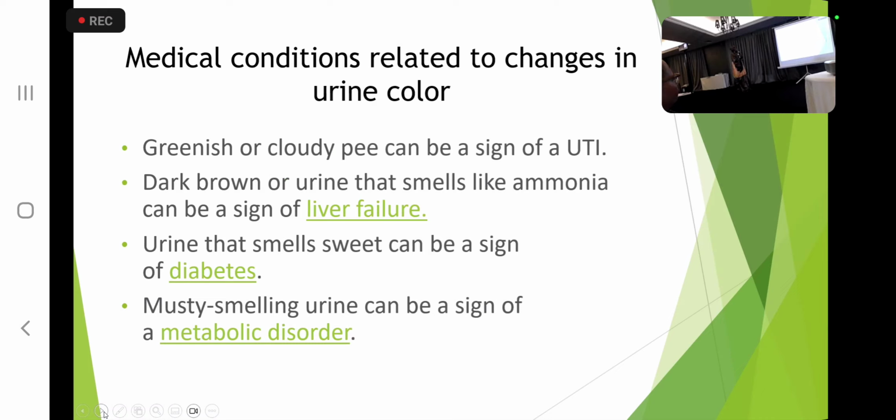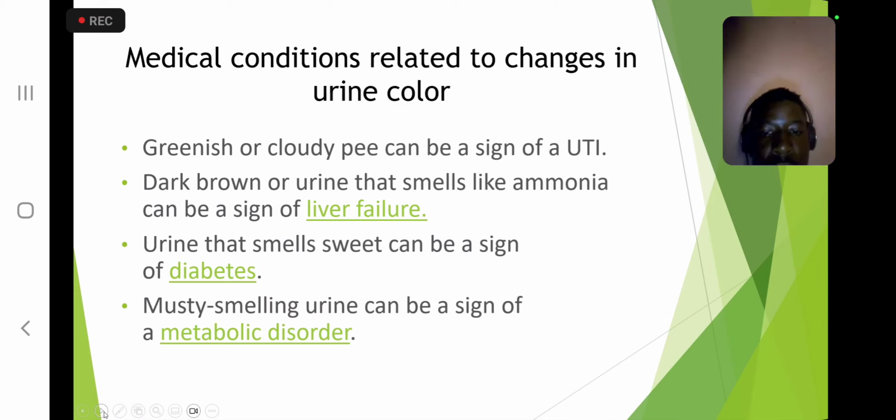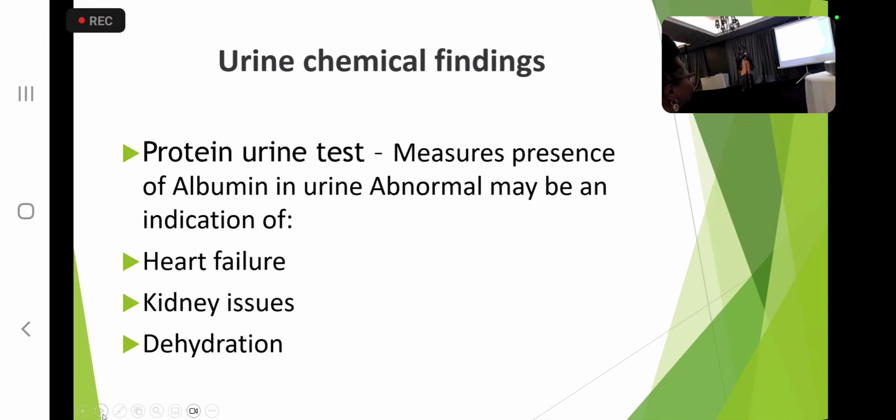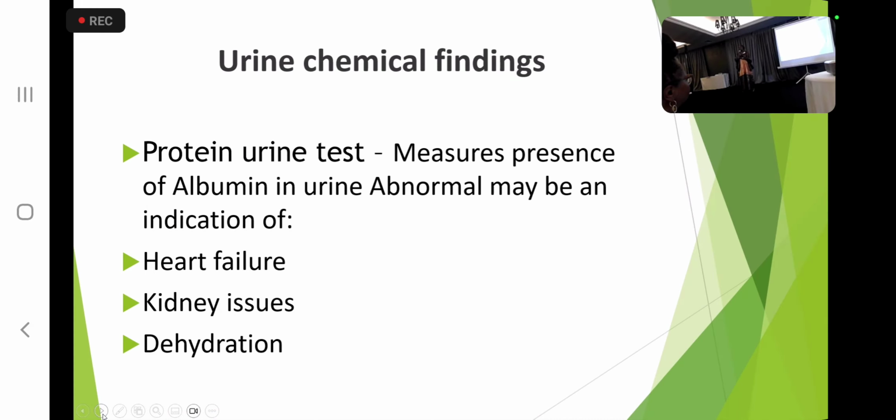Again, greenish or cloudy pee can be a sign of UTI. I spoke with my boss, who said it doesn't confirm UTI. That's why I said when I first started, a simple urine dipstick can really lead you towards a better diagnosis or addressing certain conditions that could get worse if you have not done what you should do.